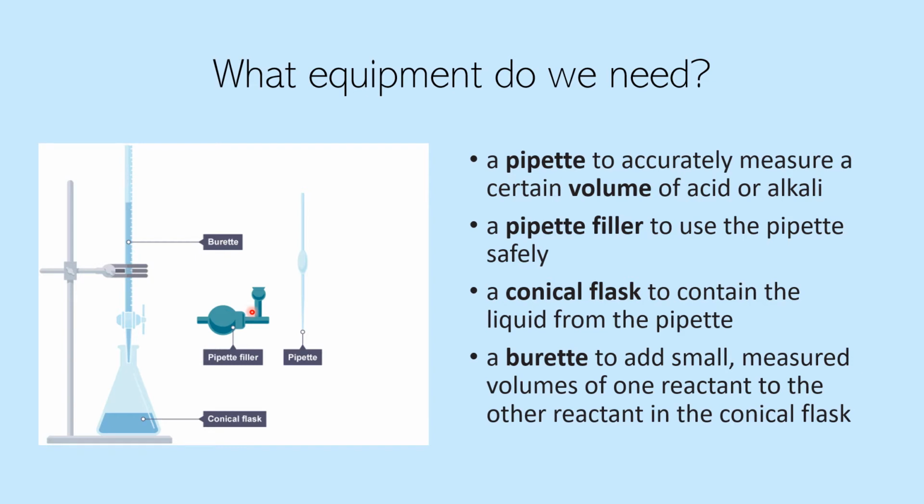Okay, so a few years ago, people used to do this experiment by blowing into it. Okay, but obviously this is a health and safety issue now, so we use the pipette filler instead. We then have a conical flask, and this contains the liquid from our pipette. This is where the known solution, the known concentration of solution, is placed. And then we have our burette, and this is to add small amounts, okay, of measured volumes of one reactant to the other to work out the volume needed.